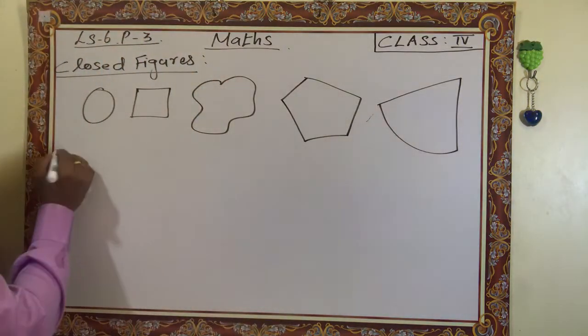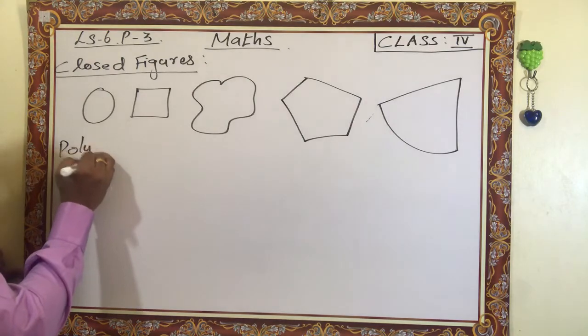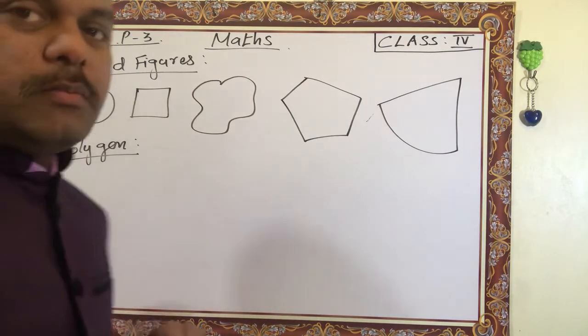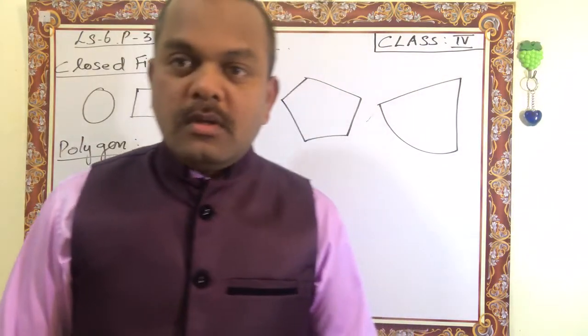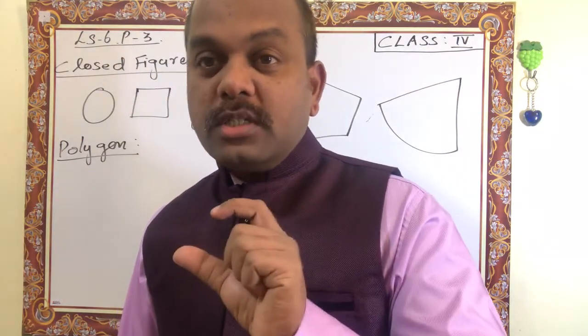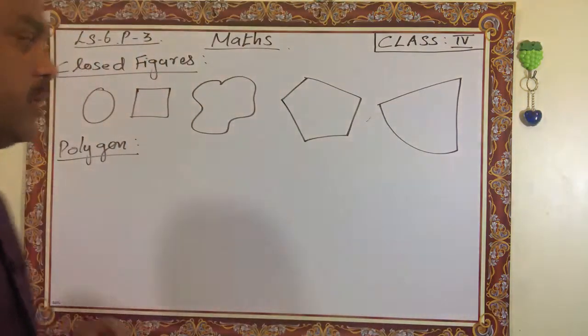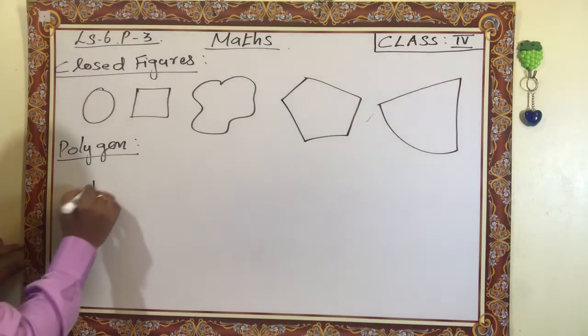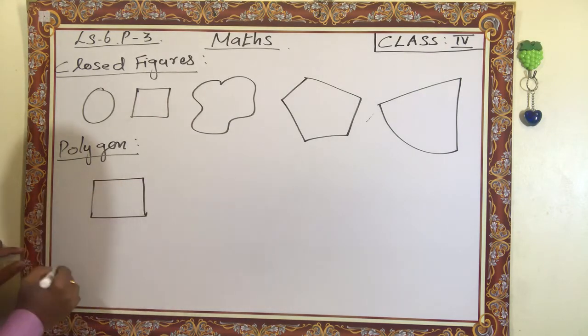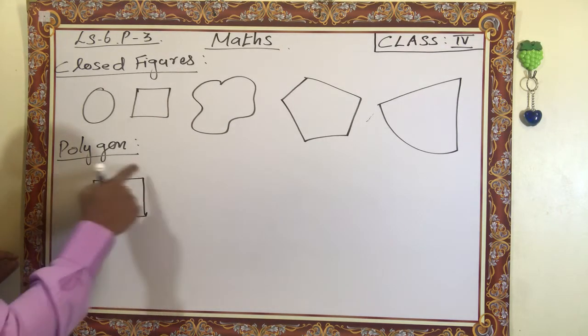Next one, polygon. What is a polygon? A polygon means a closed figure with a number of straight sides. See, this is one straight line, straight line, straight line, straight line. A closed figure with the number of straight sides.